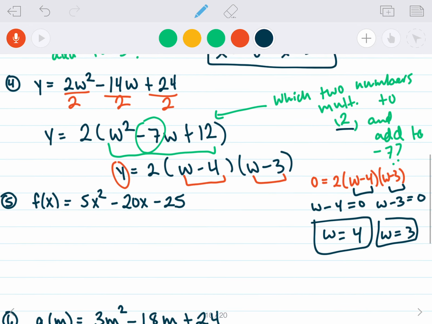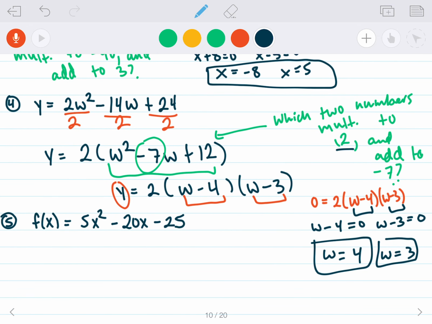What about number 5? Okay, we can't factor it right off the bat because this leading coefficient is not 1. However, check it out. All of these terms have a common factor, a common divisor. What's the biggest number that can divide all of these evenly? Well, that's going to be 5. Now I can pull a 5 out.